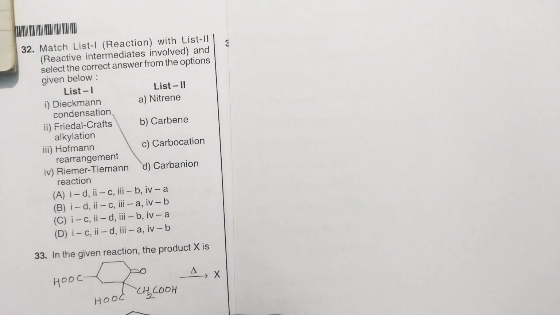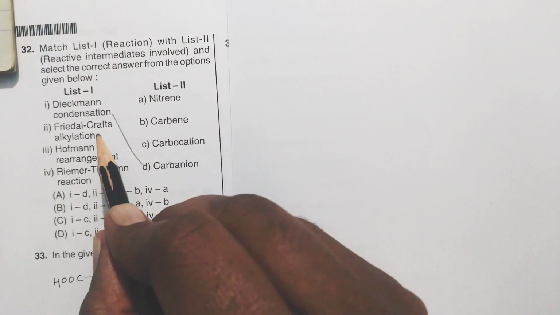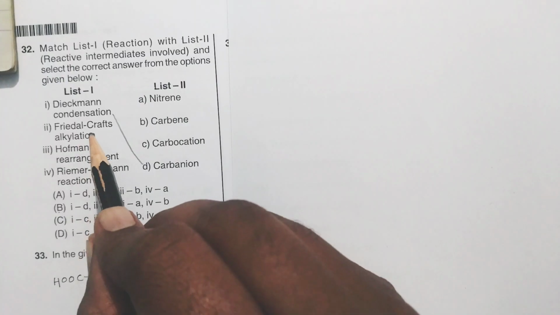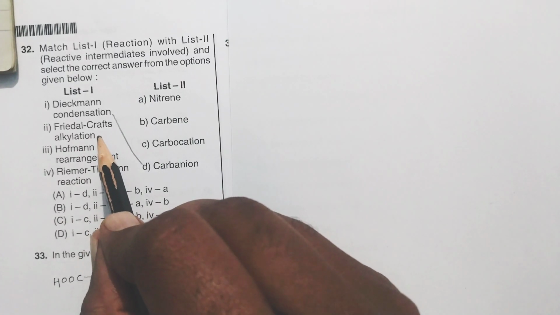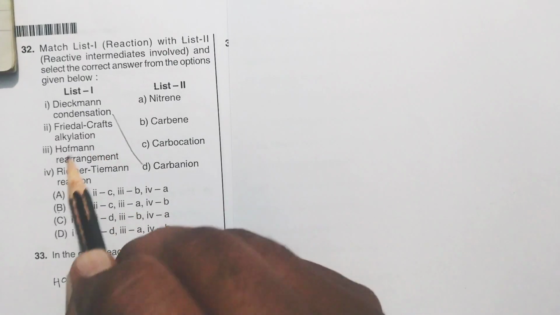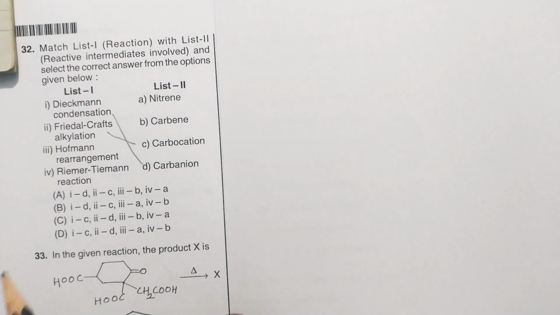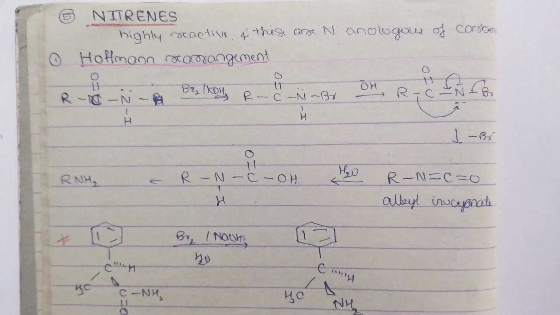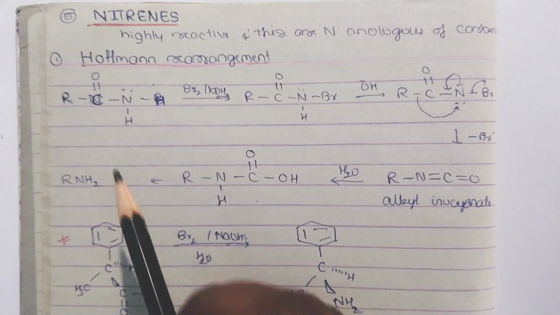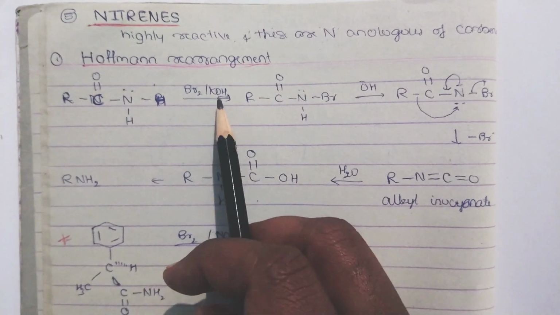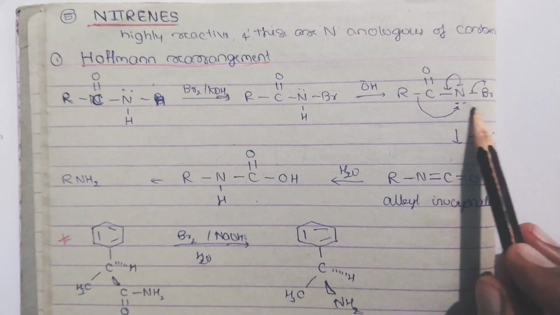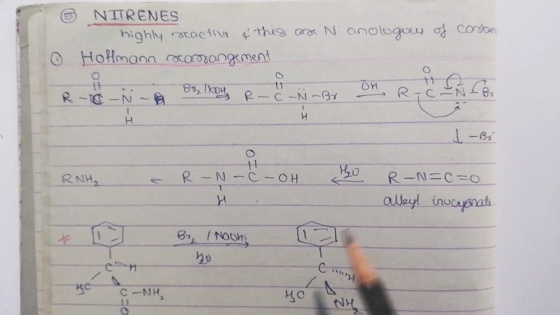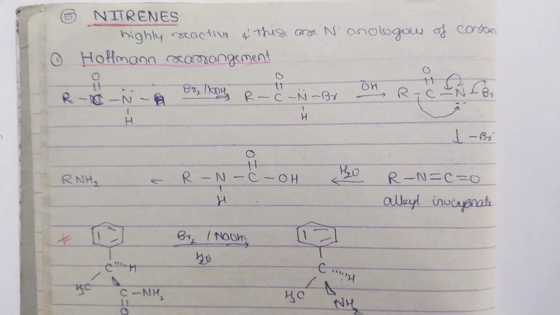So 1 is D. Okay. Then Friedel-Crafts alkylation reactions. We know that Friedel-Crafts alkylation means alkylation in the presence of AlCl3. So there is the formation of carbocations. Hence 2 is C. In the Hofmann rearrangement, the amides react with halogens in the presence of base. You are going to get nitrenes. These are the nitrenes as the intermediates. Hence the Hofmann rearrangement involves the formation of nitrene intermediates.